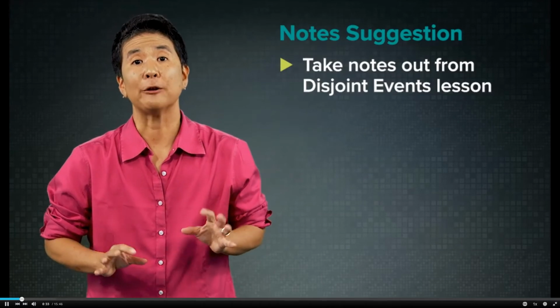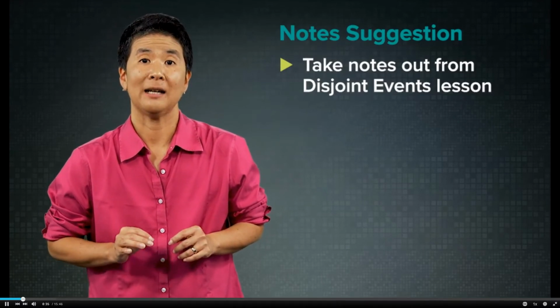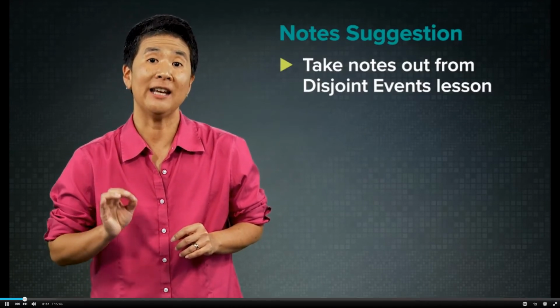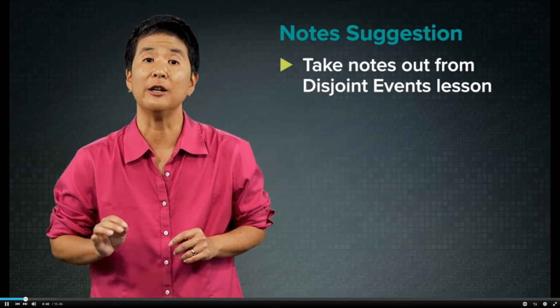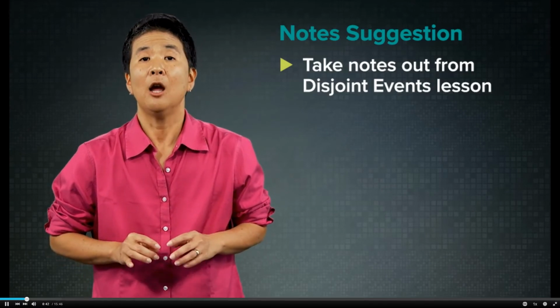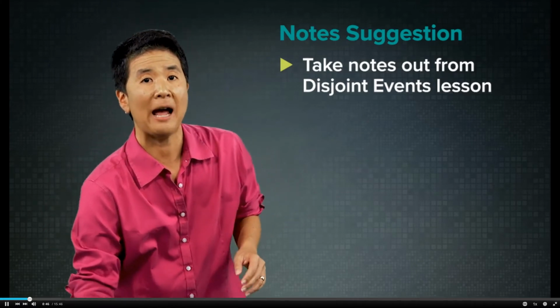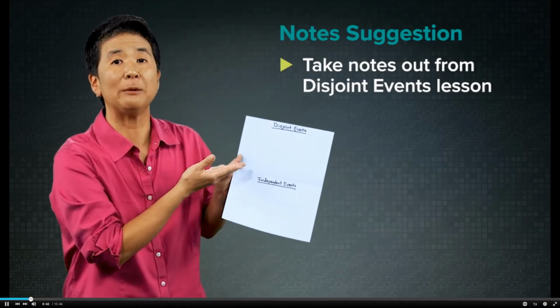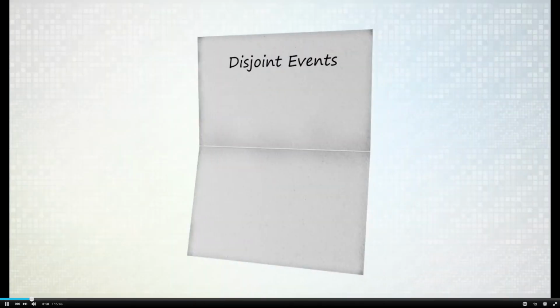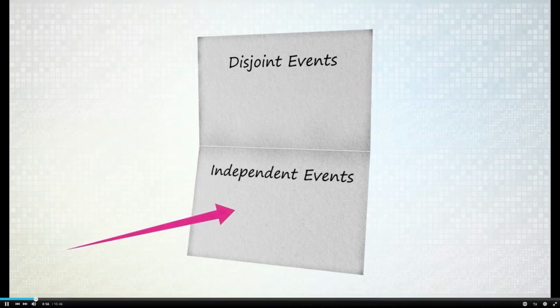Take your notes out from the disjoint events lesson. Please review that lesson again if you need a refresher on the notes suggestion. Recall in that lesson, we suggested that the top half of the notes page should be labeled disjoint events, and to fill out that section with what you learned from that lesson. Now the bottom half should be labeled independent events. That's what we'll fill out today.